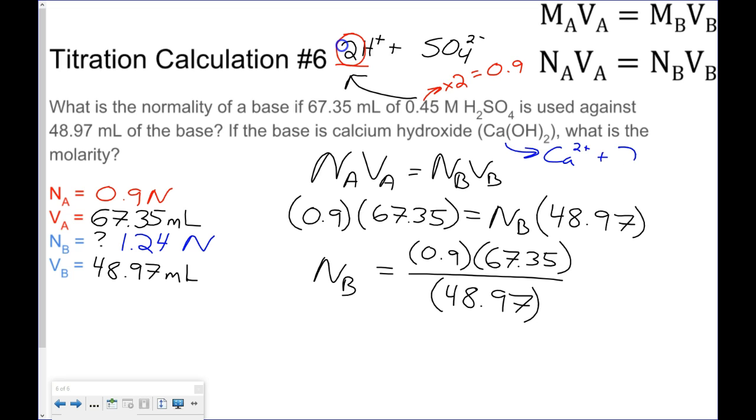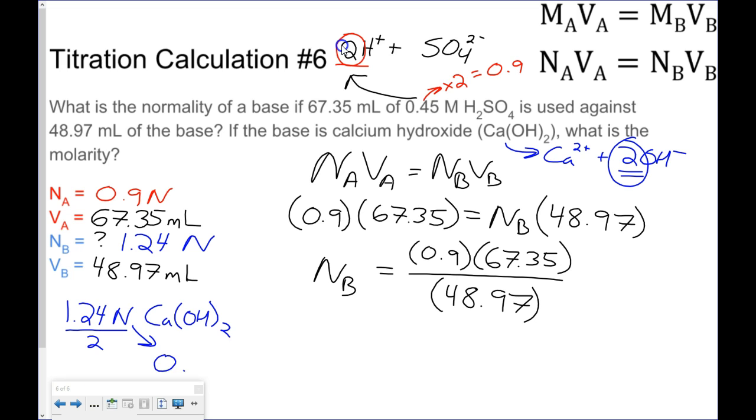Now, calcium hydroxide, for each mole, I'm going to be getting 2 moles of hydroxide. So again, I need to divide this one by 2 to give me the more accurate one, which is going to be 0.62 molar calcium hydroxide.